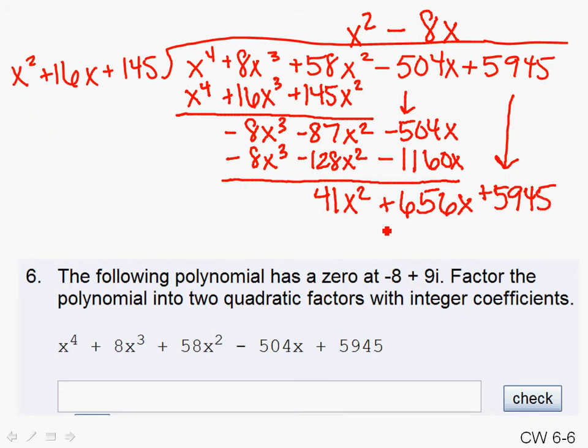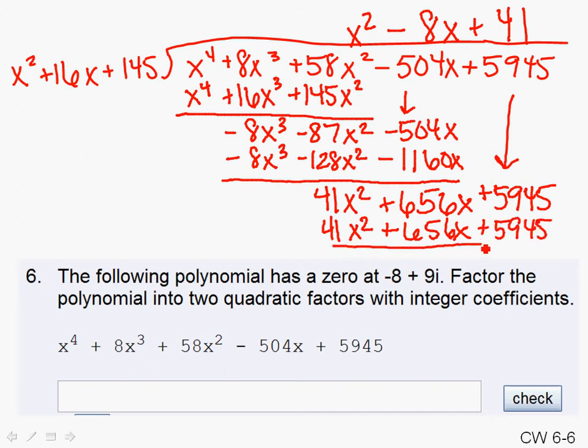Okay, x squared goes into 41x squared, positive 41 times. Okay, if we multiply 41 by each term in our divisor, we have 41x squared plus 656x. And 41 times 145 is 5,945. Okay, since these are exactly the same, we know that our remainder is 0. Okay, so this is one quadratic factor. Our divisor, x squared plus 16x plus 145.